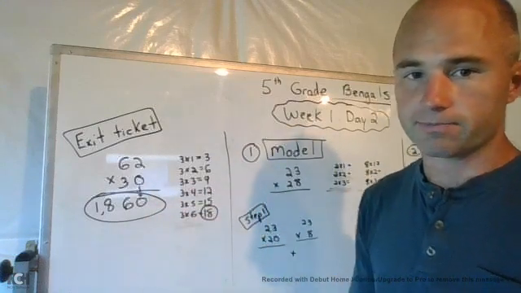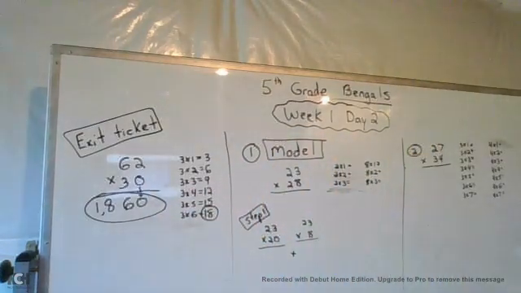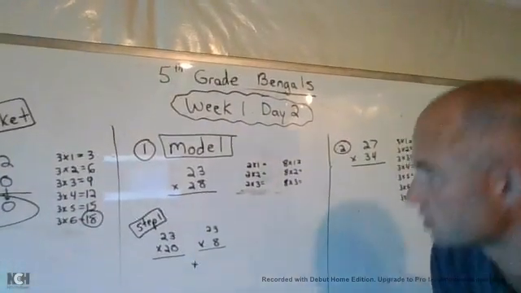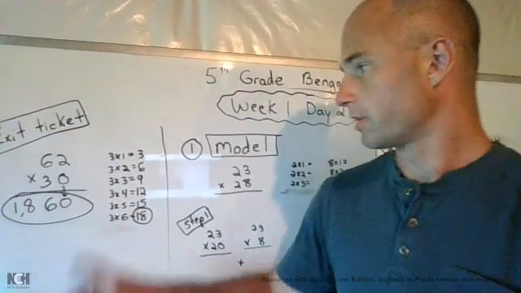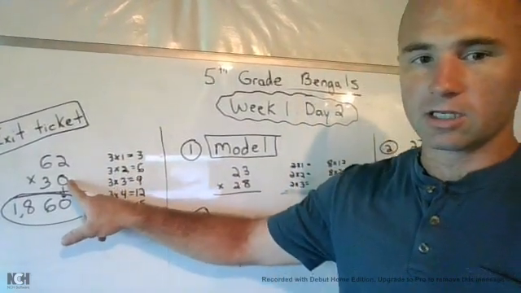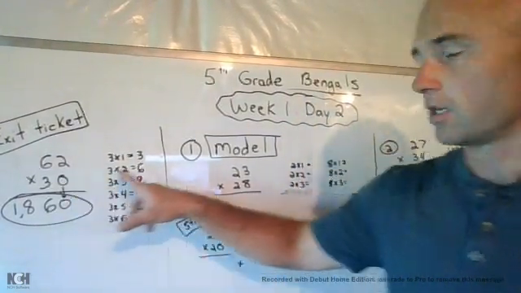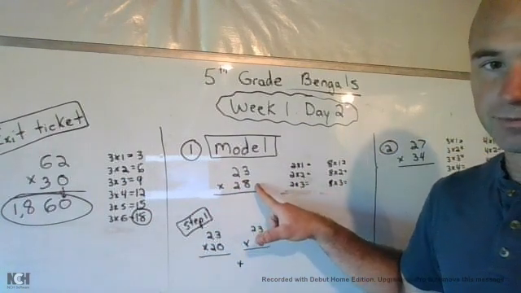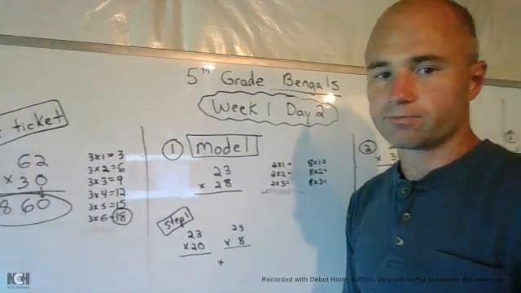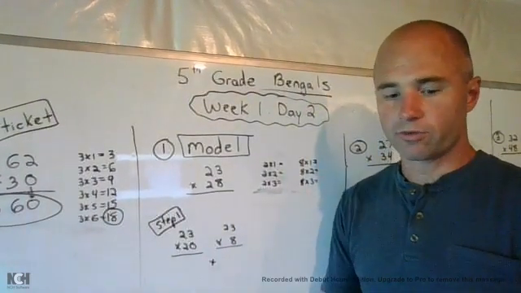Hold that ones place. So today we're doing the same thing, 2-digit times 2-digit, except in the ones place of the second 2-digit, it's not going to be a 0 anymore. It's going to be an actual number 1 through 9. Okay? So to do this, let's work through number 1.